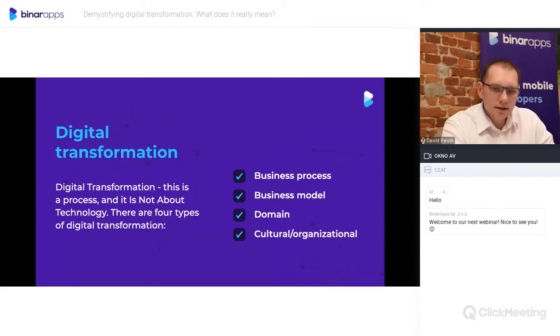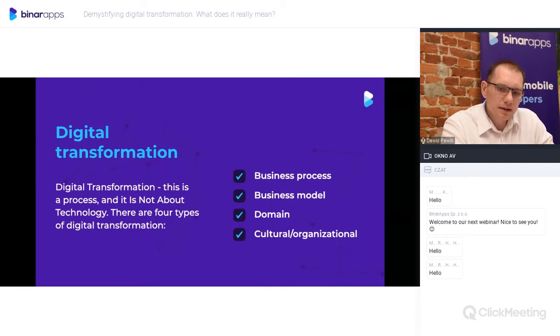Okay, digital transformation, and I want to emphasize this, it's a process. And this process is not about the technology, it's about the people, really. So there are 4 types of digital transformation, and it's about changing the people's mindset about the things and the ways they are conducting their businesses.